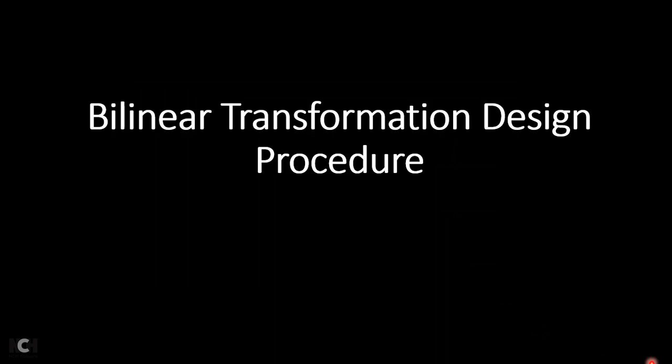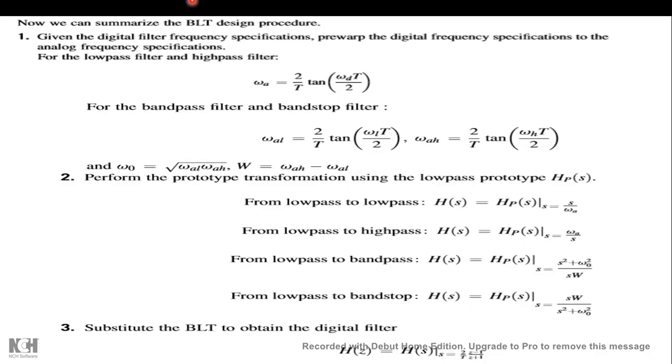Now let's summarize the bilinear transformation design procedure by using the following steps. First, we are given the digital frequency specification. We will pre-warp the digital frequency specification to the analog frequency specification by using the following formulas. For high pass filter and low pass filter, we will use this formula to convert the digital frequencies into analog frequencies. Omega A represents the analog frequency and omega D represents the digital frequencies. For high pass and low pass filter, we will use this formula: omega A equals 2 by T tan of omega D T divided by 2.